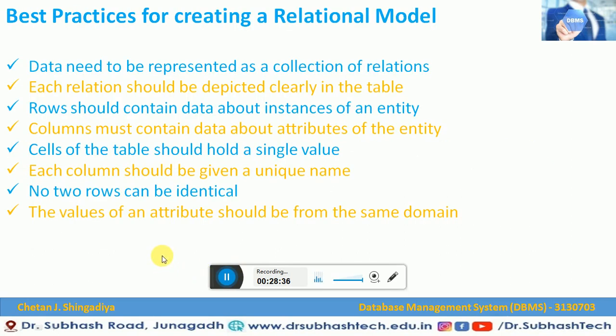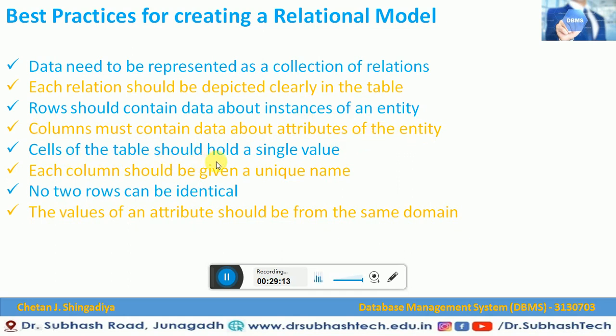Now let us see what are the best practices for creating a relational data model or relational model. The first thing is that data needs to be represented as a collection of relations or tables. Each relation should be depicted clearly in the table. That means there should be clear identification in the table, like entity, attributes and so on. Third one is the row should contain data about the instances of an entity. Column must contain data about attributes of an entity.